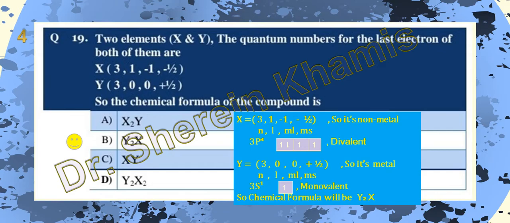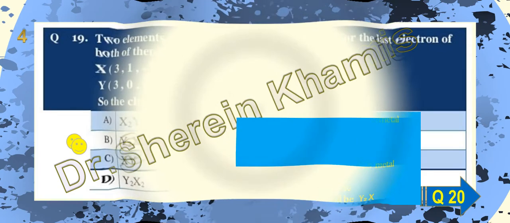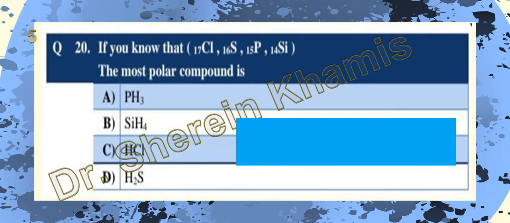Okay, let's go to question 20. Question 20 says that if you know that we have chlorine 17, sulfur 16, phosphorus 15, and silicon 14, the most polar compound is: PH3, phosphorus trihydride, SiH4, silicon tetrahydride, HCl, hydrogen chloride, and H2S, hydrogen sulfide.